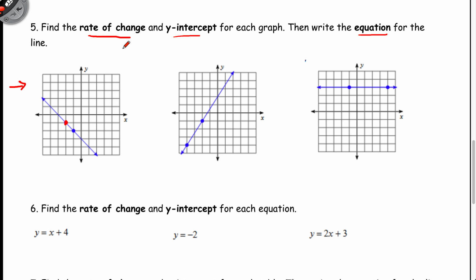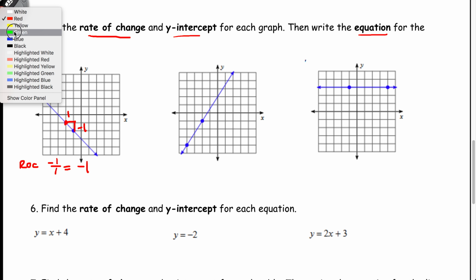To find the rate of change, to do it a little simpler, let's do the stair step. So how many boxes over did I go to line up with the dot below? I went over one box. How many boxes down did I go to actually hit the dot? I went down, so that's negative, one box. So my rate of change is negative 1 over 1, which means it's just negative 1.